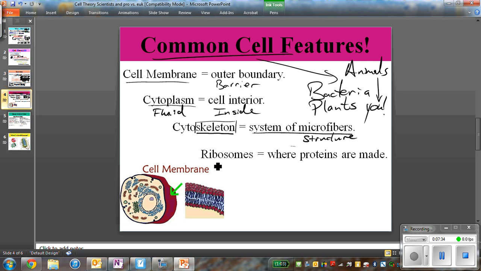That cell needs something to hold itself open. And then finally, ribosomes. And ribosomes are where proteins are made. And remember from biochem, proteins do work. If you don't have proteins, you can't do work. Your cells cannot do anything. So they are needed in every cell. Now, animal and plant cells, right here and here, are more complicated than bacterial cells, but all of them have at least these four things.